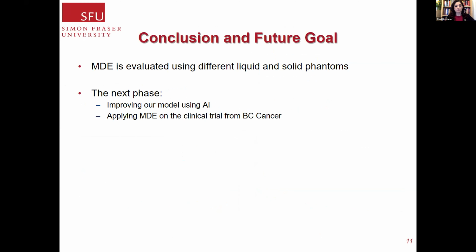Okay, let's briefly recap what I talked about in this presentation. I talked about the modified diffusion equation. It works with liquid phantom and solid phantom. Our next phase, our future work, is improving our model by using artificial intelligence or neural networks. And in the next phase, we are going to apply this method to our clinical study, as I showed you some images from our previous work. We are going to create such images, but this is not the subject of this work; it's our future work.